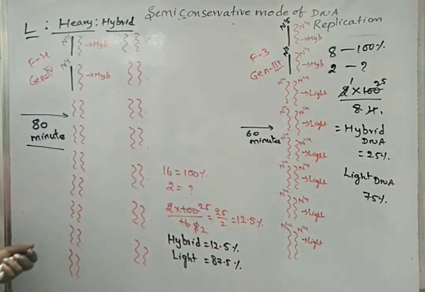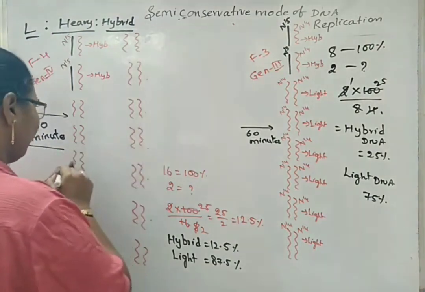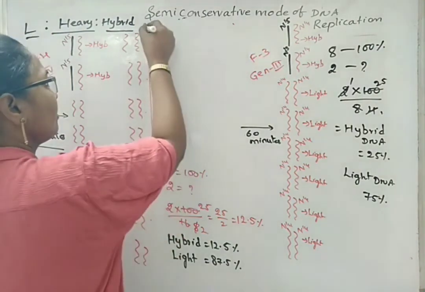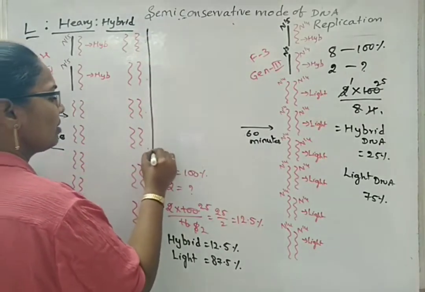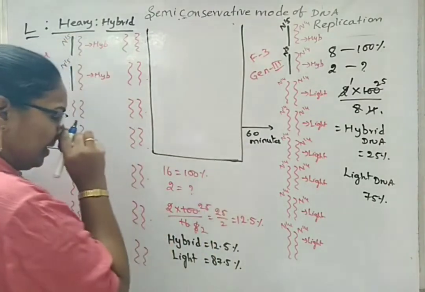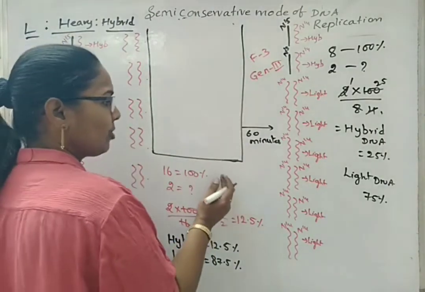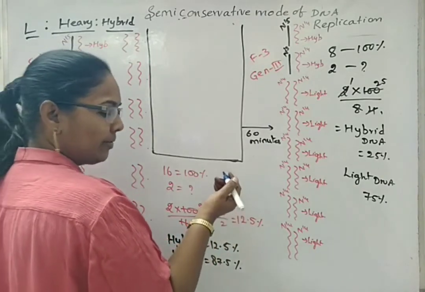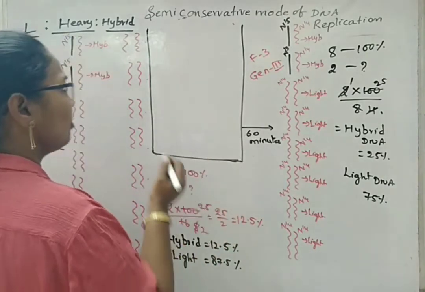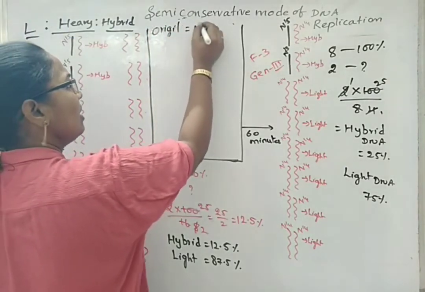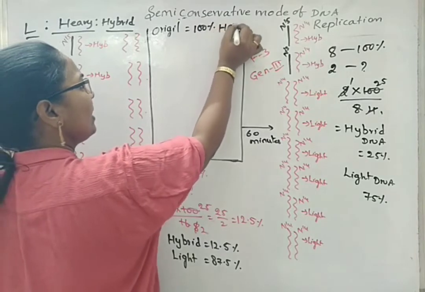We can do the same type of calculation. Now we will write here itself the ratios, up to 80 minutes. And you can calculate after 100 minutes also, in the same way how I have calculated for 40, 60, 80 minutes. So the original DNA strands have 100% heavy DNA.